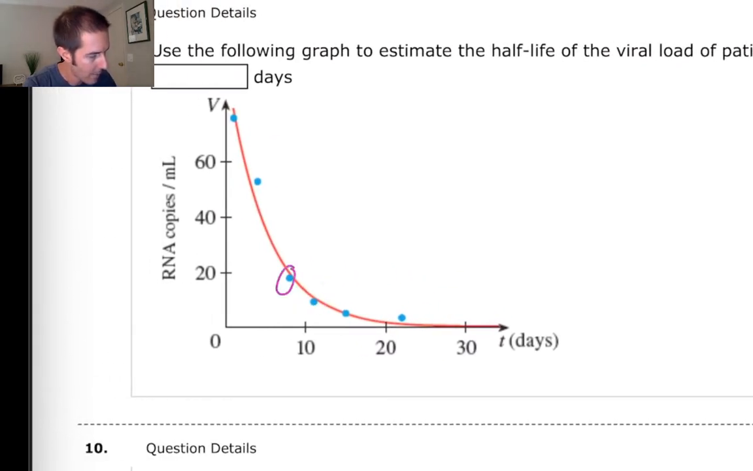Let's look at their y values. This one's like 19. Could this one be 9.5? Yeah, could be. Those look like they have y values that are about half of one another. And what about the corresponding x coordinates or t coordinates? Do you think that's 8? And this looks like it's, is that 11? That's a spread of about 3 days.